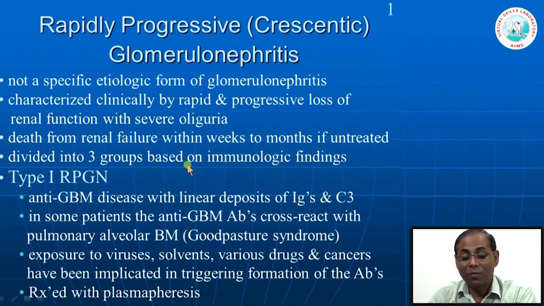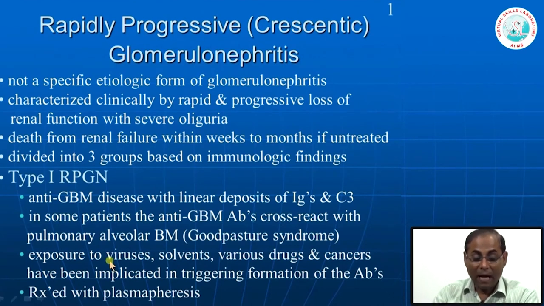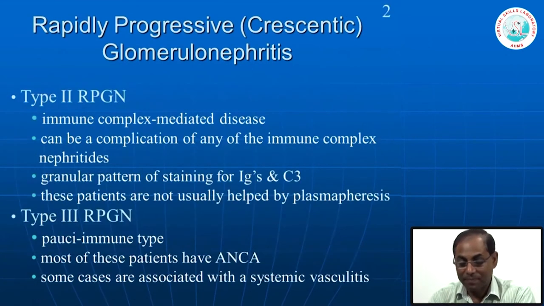It is divided into 3 groups based on the immunologic findings: type 1 RPGN, anti-GBM disease with linear deposit of immunoglobulin and C3. In some patients the anti-GBM antibody cross reacts with the pulmonary alveolar basement membrane, and then it presents as both lung and renal involvement, which we describe as Goodpasture syndrome. In other etiologies, exposure to virus, solvents and various drugs, and malignancy can also be the triggering factor, and sometimes these patients improve with treatment with plasmapheresis.